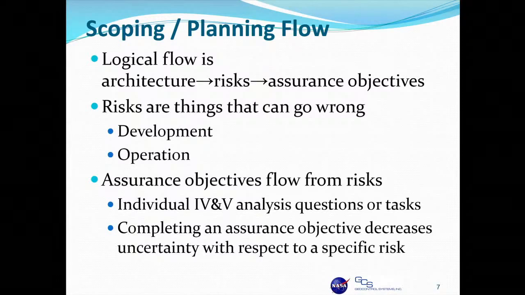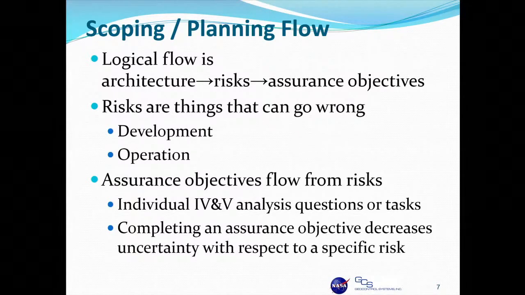So this is the general overview of the scoping and planning process, particularly for the early life cycle. So the logical flow is first we determine what the architecture is, then we determine what the risks are associated with each of the architecture elements and cross-cutting concepts, and then from the risks we can identify assurance objectives, which are a set of questions or activities that the IV&V analysts are going to do to reduce uncertainty with respect to the risks.